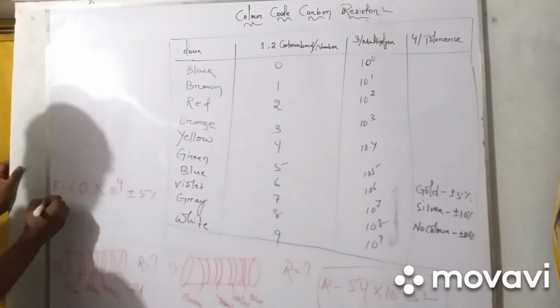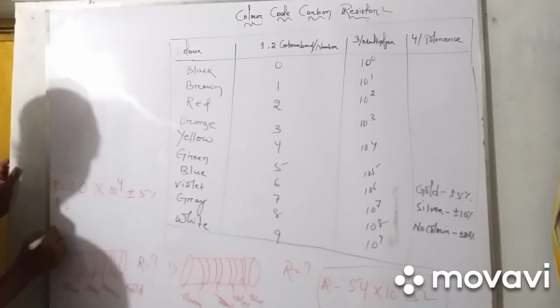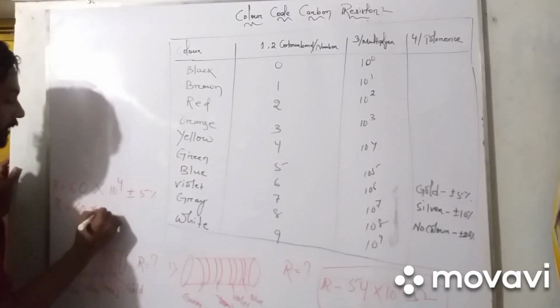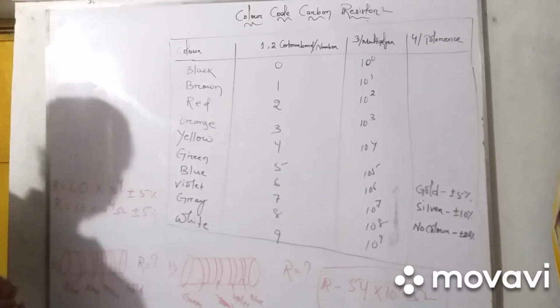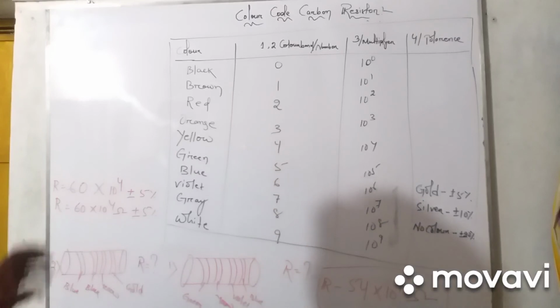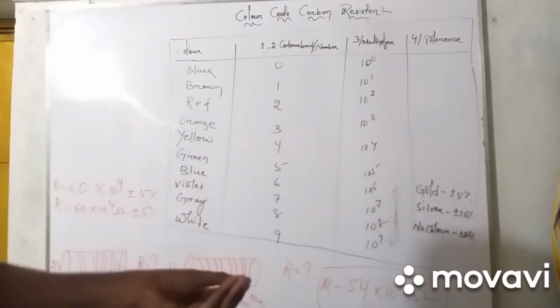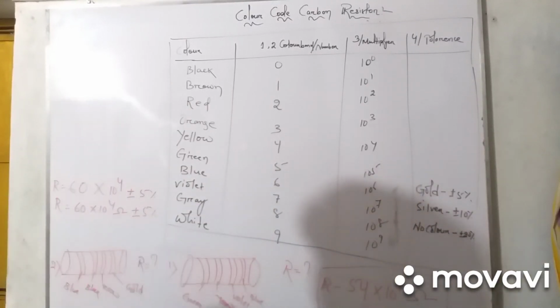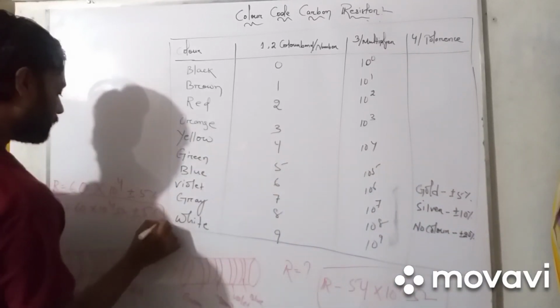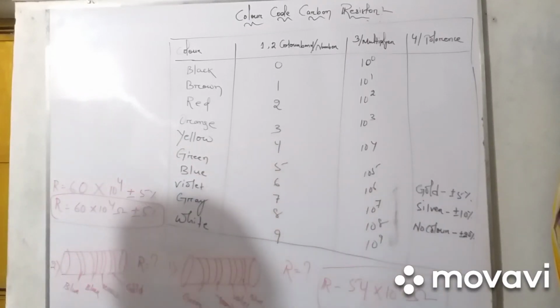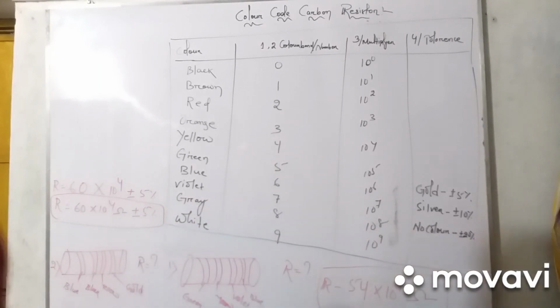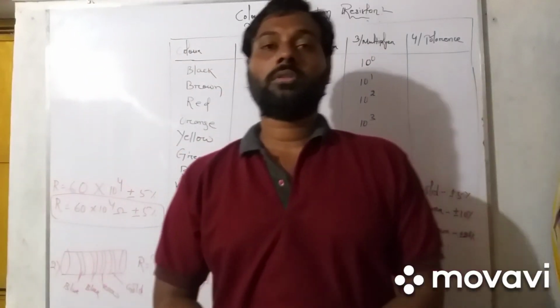So the resistance of that color code carbon is given by 60 into 10 to power 4 ohm, with tolerance of 5%. The resistance may be 5% more or 5% less. This is the value of the color code carbon resistor. Clear? Please note it. Okay, so, thank you.